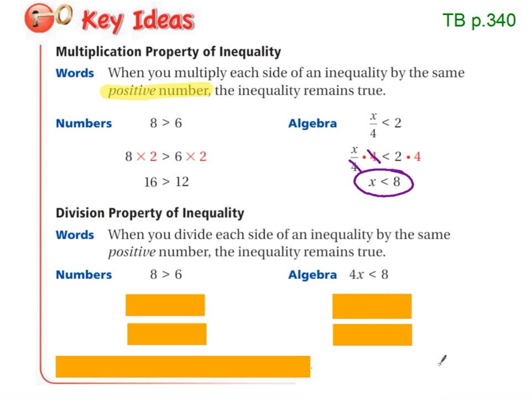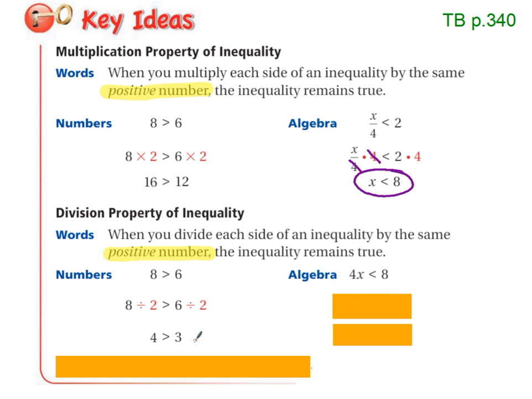Let's take a look at some examples of the division property of inequality. All of the same rules still apply. When you divide each side of an inequality by the same positive number, and remember, the key here, once again, is positive, the inequality remains true. So, in my first example, 8 is greater than 6. If I divide each side by 2, my new inequality is 4 is greater than 3. And of course, you know this is still true.